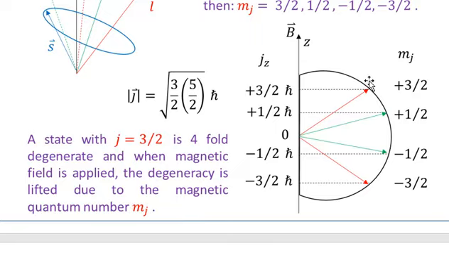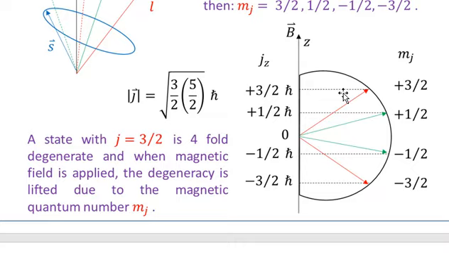And in the presence of the magnetic field, the mj values are shown: minus 3/2, minus 1/2, plus 1/2, then plus 3/2. The plus or minus 1/2 values have been shown with the green arrows, and the plus or minus 3/2 values have been shown with the red arrows. The magnitude of these arrows is given by the magnitude of the total angular momentum |J|. You see that all these 4 arrows have a fixed magnitude given by |J|. And of course, the mj values have different angles, so 4 different orientations are possible in the presence of the magnetic field.